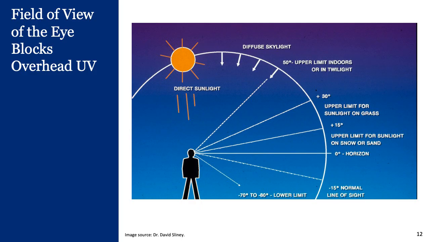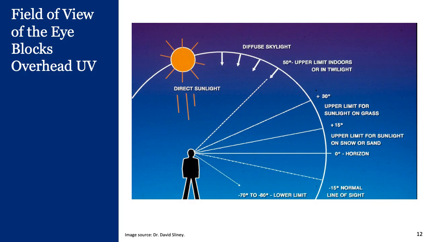So 45 or 50 degrees is your upper limit at nighttime, or if you're indoors, 30 degrees is typically for a sort of overcast day, and 15 degrees is rather typical for people in really bright outdoor environments like out in the desert or at the beach.